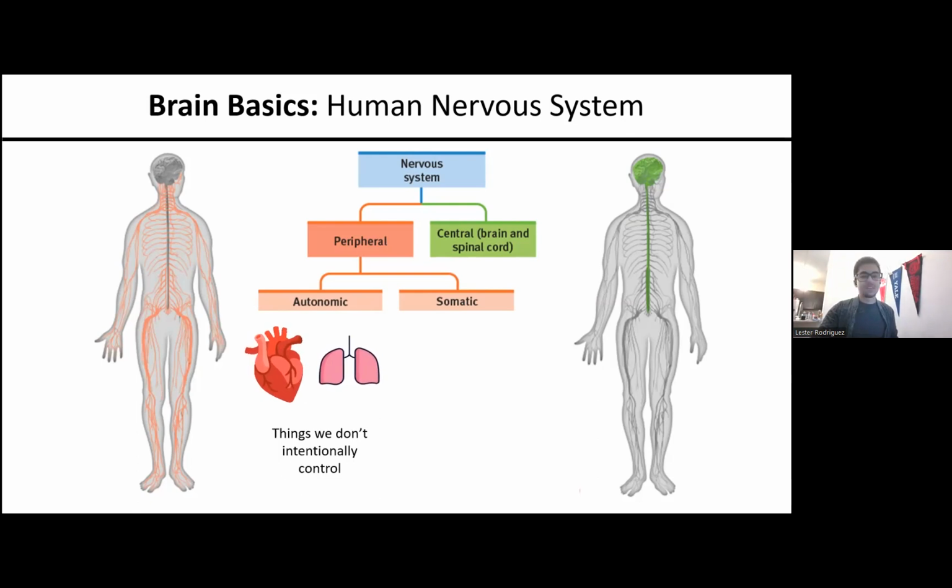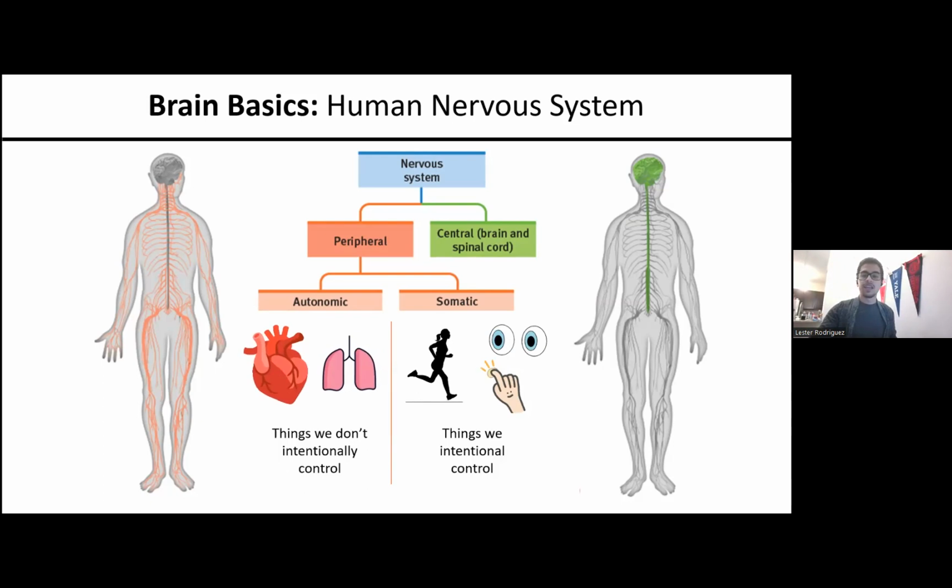Now, the somatic nervous system is different. It's about things that we do intentionally control, okay? So we decide how we move our muscles. We decide where I'm looking, if I'm looking to the right of the screen or to the left of the screen. We also decide the things that we touch and feel, okay? So that's part of the somatic system of the peripheral nervous system.